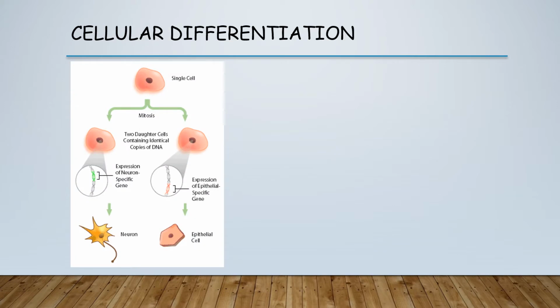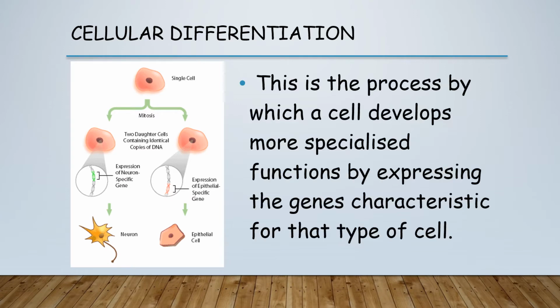Now that's something we've talked about in S3 and National 5 biology, but not necessarily in the context of gene expression. So it's the process of expressing genes that are characteristic for that type of cell. And as you can see from this diagram, on the left hand side we're expressing neuron specific genes to create our neuron, and the right hand side expressing epithelial specific genes to create our epithelial cell.